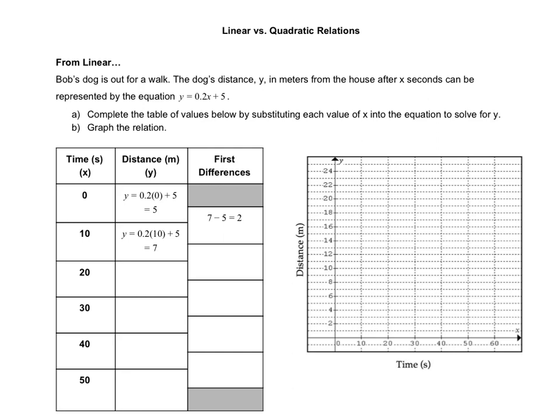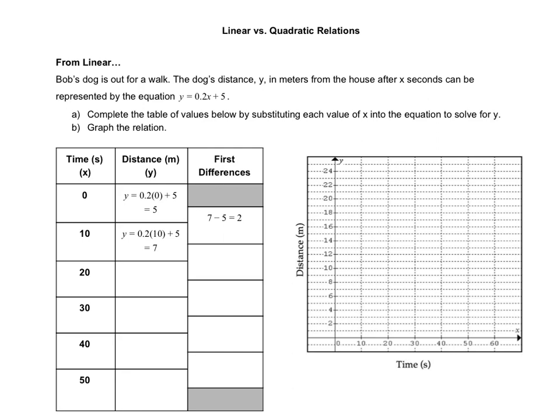Bob's dog is out for a walk, and the dog's distance y in meters from the house after x seconds can be represented by the equation y equals 0.2x plus 5. We know this is linear because it is in y equals mx plus b. So the first part, we're just going to complete our table of values so that we can graph this relation. And just like in grade 9, I have set up a bunch of x values for you to sub into the equation to get your y coordinate, which represents the distance.